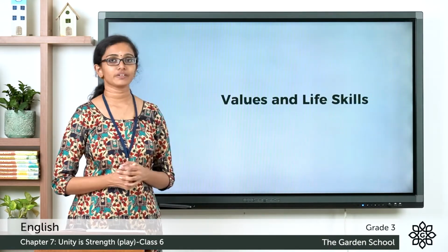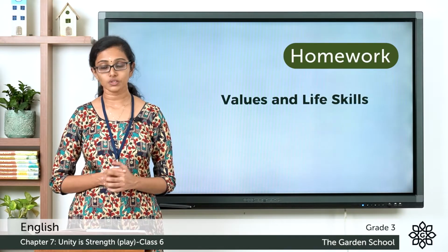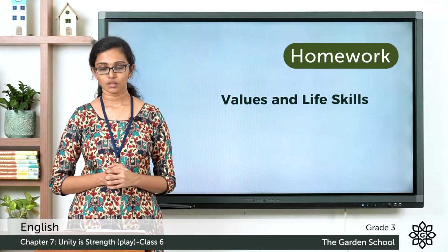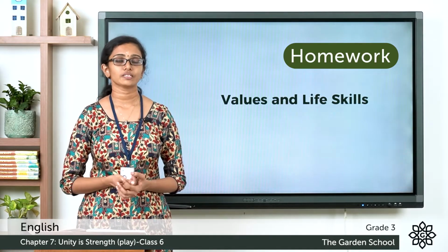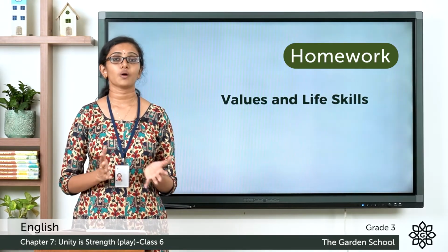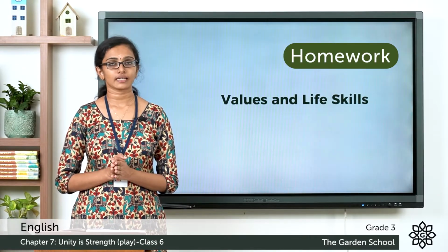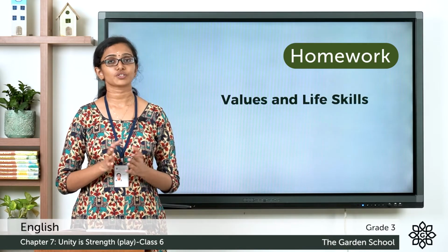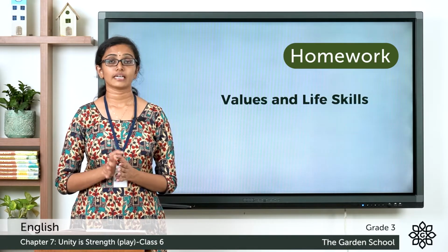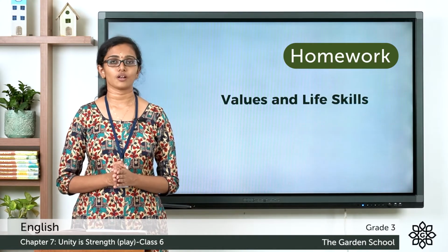This is the section where we discuss values and life skills. What would you say to the sisters if you saw them fighting every day? Do you think there is strength in unity? So what is unity? Unity is a feeling of oneness, togetherness. If we stand united, we'll be able to face any challenge or accomplish any goal. There is even a saying, united we stand, divided we fall.